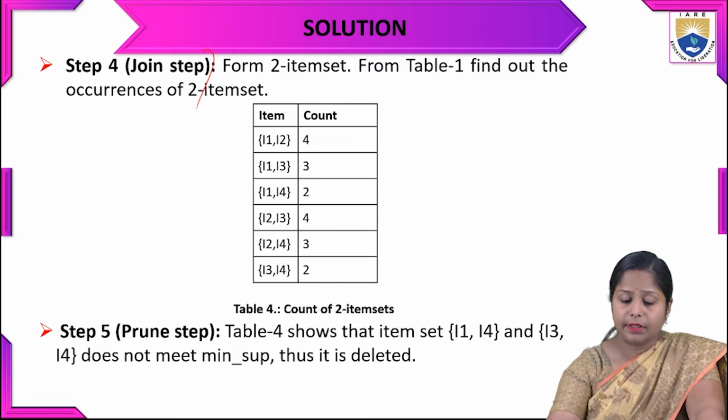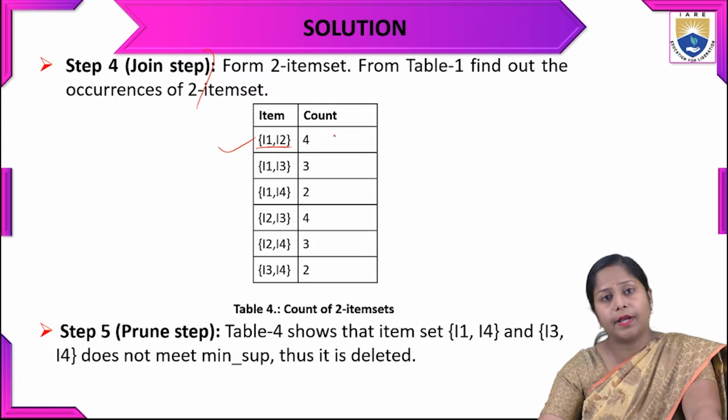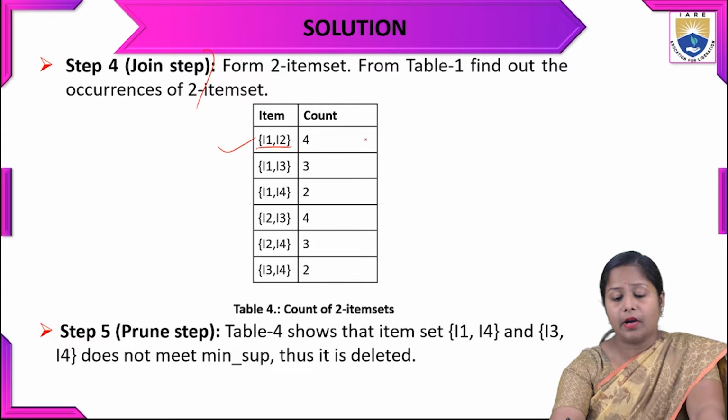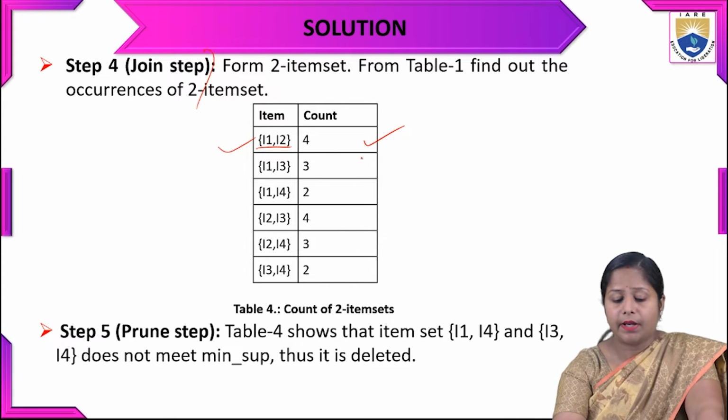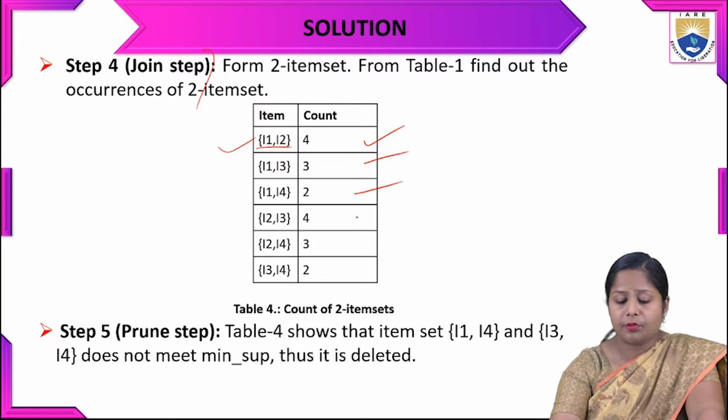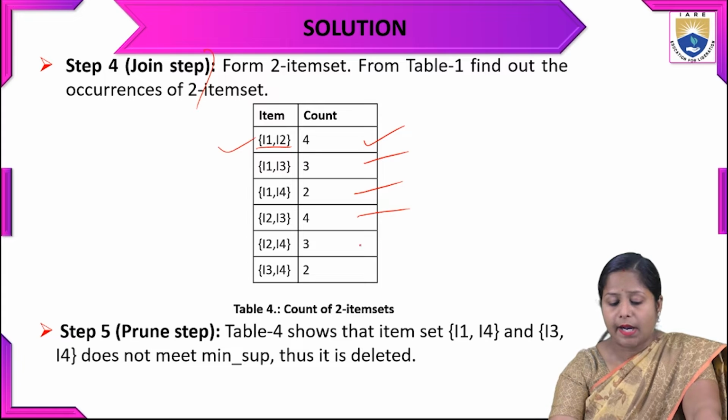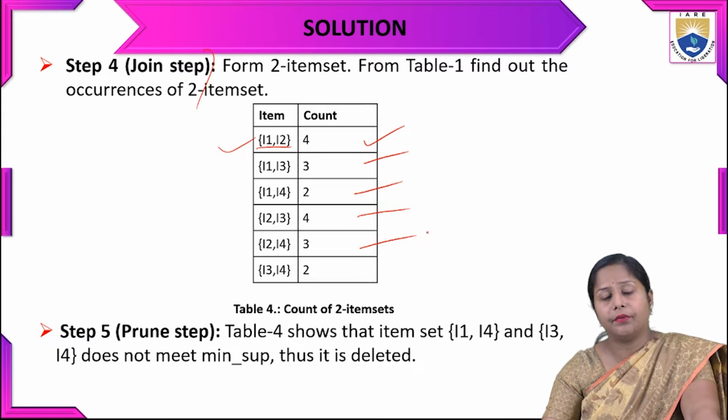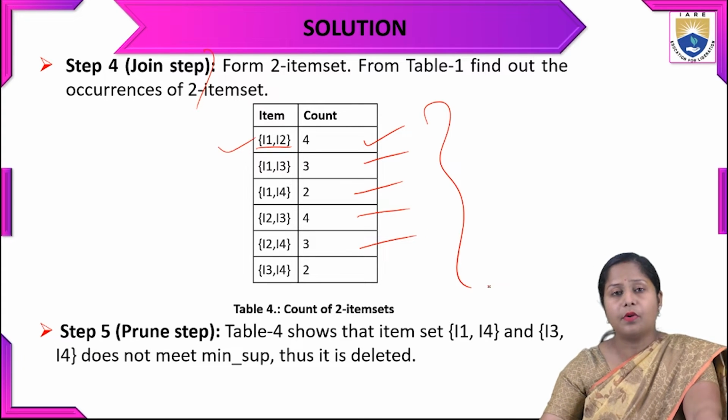So now we will take the 2 item set, I1, I2 together. That has occurred 4 times. I1, I3 3 times. I1, I4 2 times. I2, I3 4 times. I2, I4 3 times and I3, I4 2 times. So that is the count of the 2 item sets.